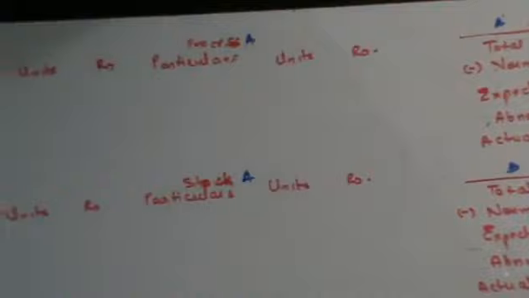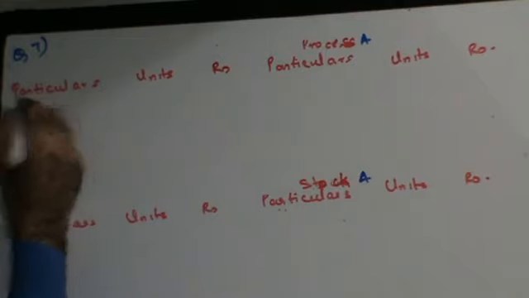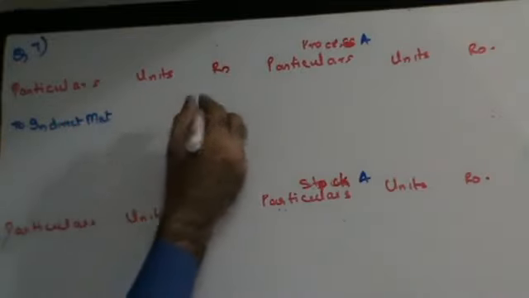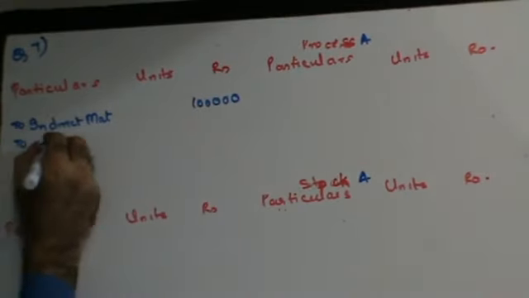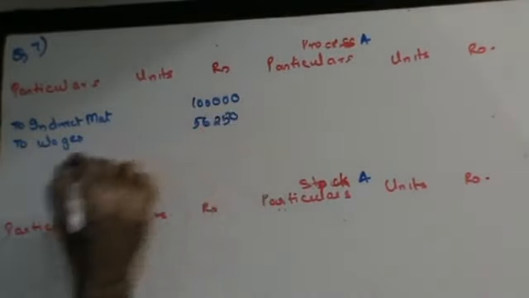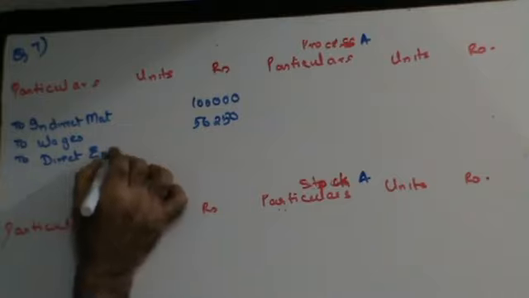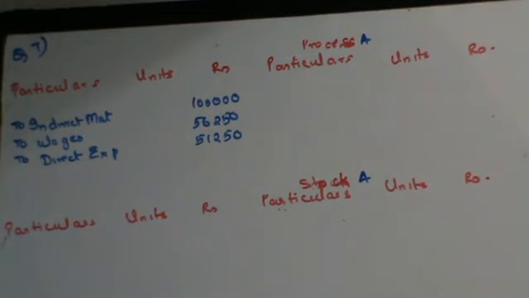Okay, let's start. Let's first put in the entries. We will go process wise. First let's see for A process. They've given you indirect material. Indirect material is given to you as 1 lakh. Then they give you wages. Wages is given to you as 56,250. Then direct expenses. Direct expenses is given to you as 51,250.